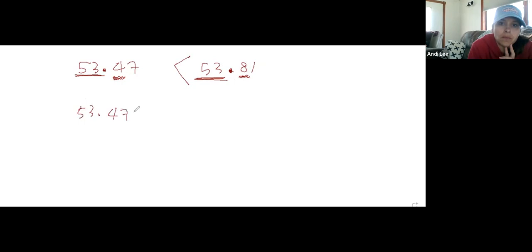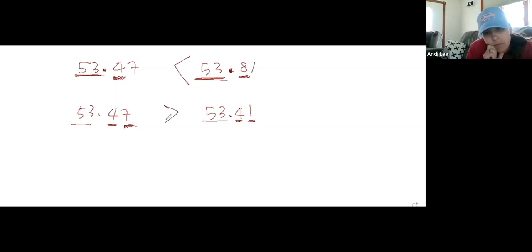53.47 and 53.41. So you look at the whole number, they are the same. Then look at the next digit, they are the same too. Then you can look at the next digit, right? Compare those two, which is bigger, 7 is bigger. So you can say this number is greater, right? That's a pretty clear concept.